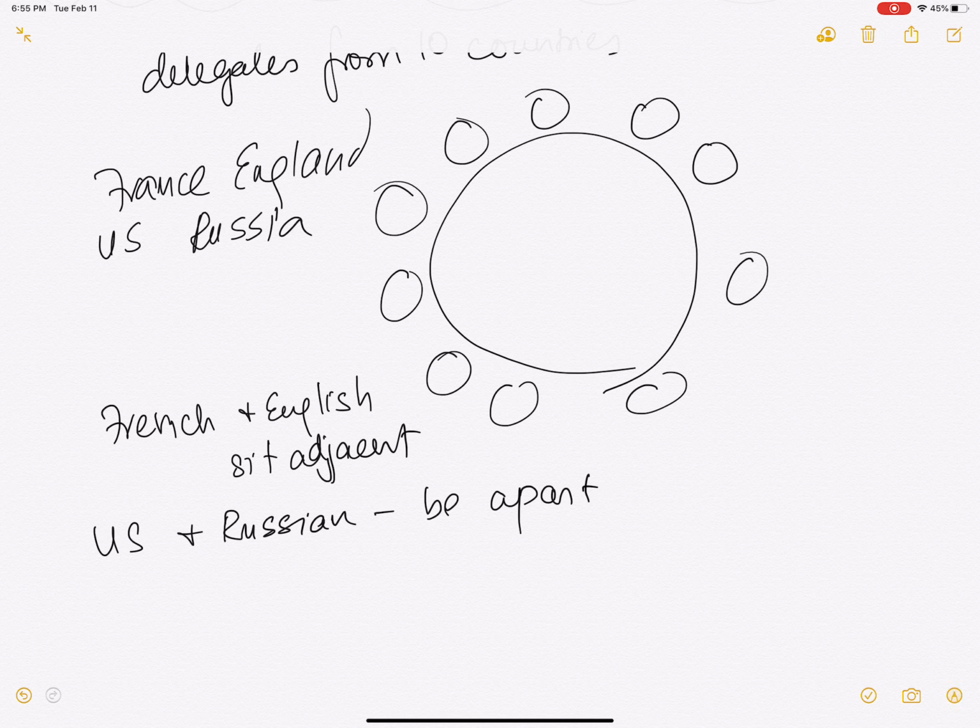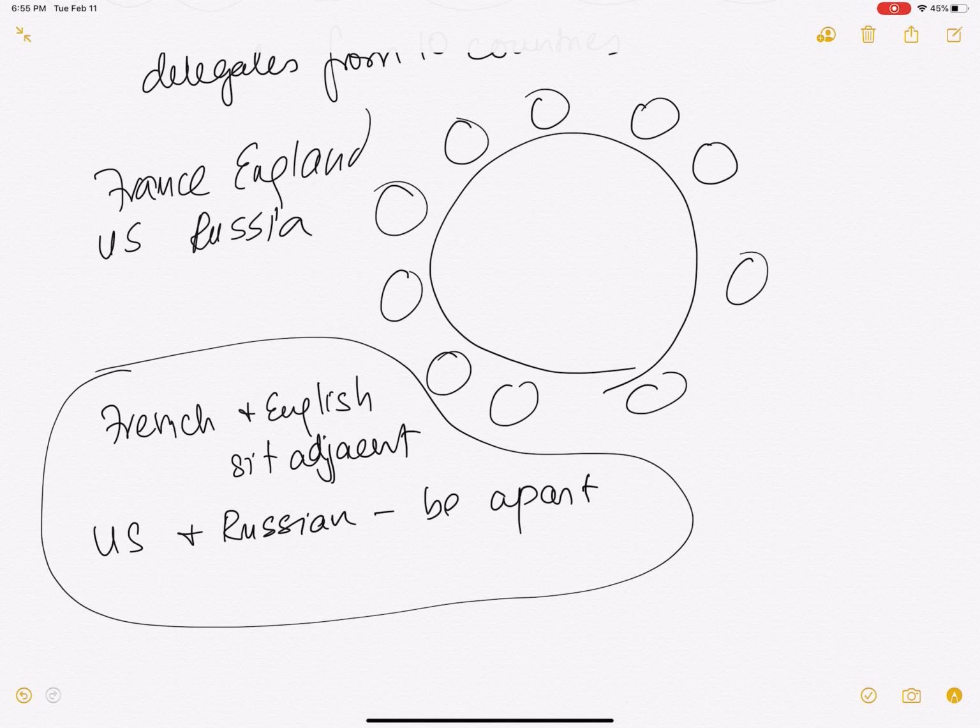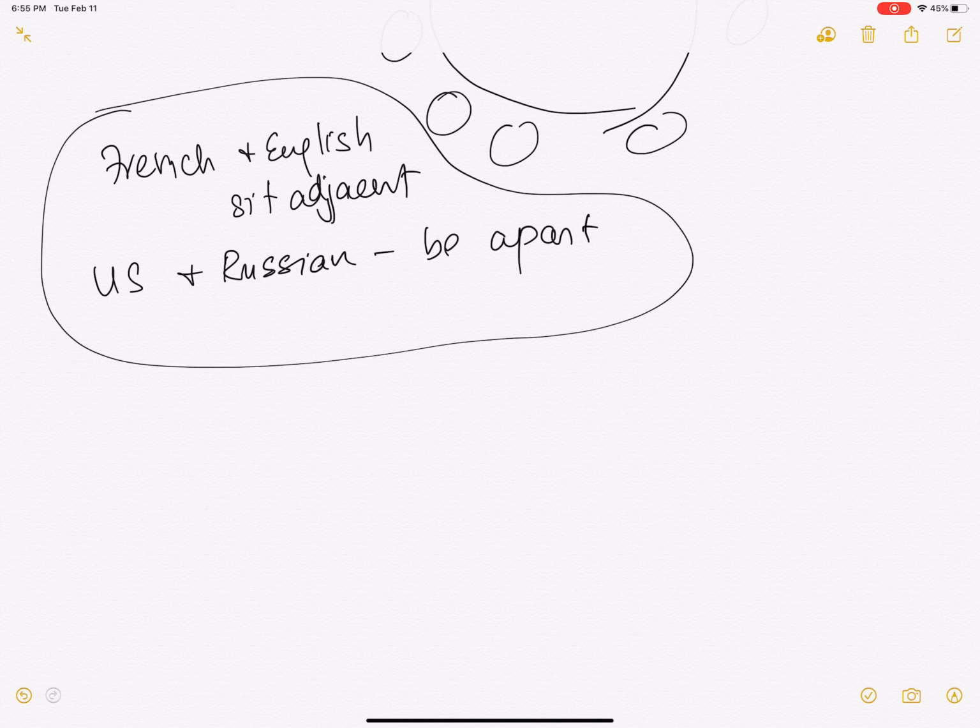So we've done this problem where people have been seated in a row. But now what we have is a circular table. So how can we achieve this? Well, we think about how many ways the French and the English can sit adjacent. Not exactly how many ways, but let's look at all the ways in which the French and the English sit adjacent and divide it into 2 subgroups. One subgroup is where the US and the Russian are apart, and one subgroup is where the US and Russian are together.